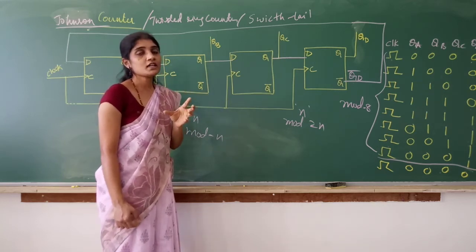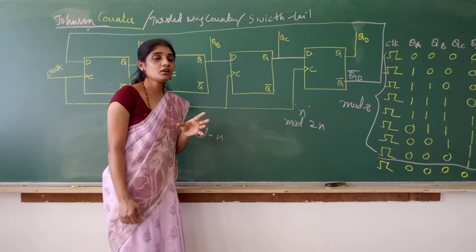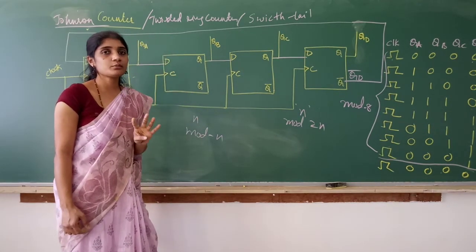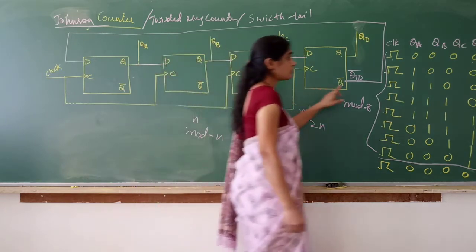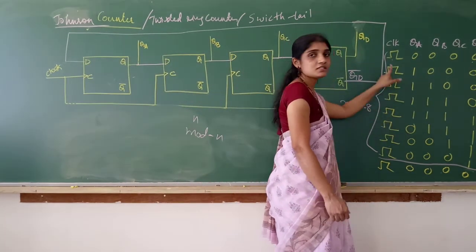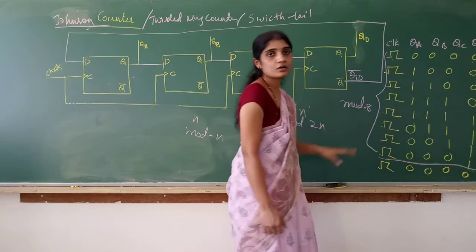So what is the modulus of a ring counter? If we have used 4 D flip-flops in a ring counter, a mod 4 counter can be designed. Whereas in a Johnson counter, QD bar is the input. Using 4 flip-flops, 8 different sequences can be generated. So it's a mod 8 counter.